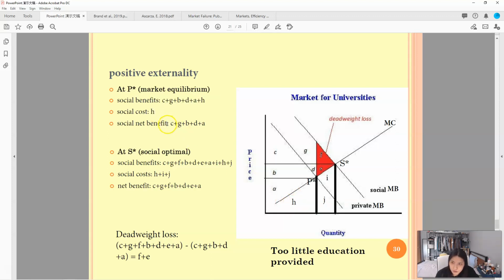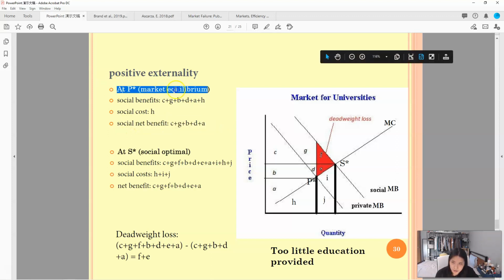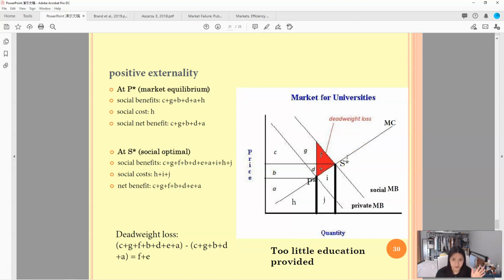So the difference between social benefits and social costs would be the sum of CGBDA. Here is the social net benefit at P star. Then we move to the social optimal level, the social equilibrium.